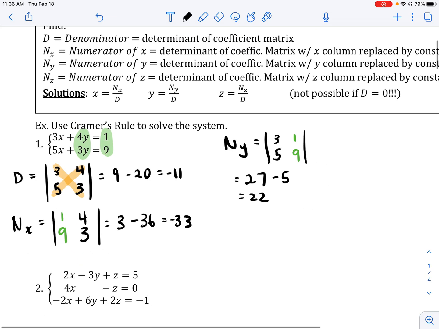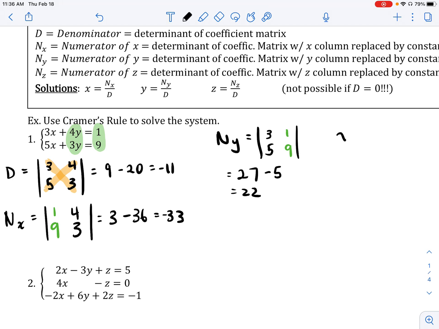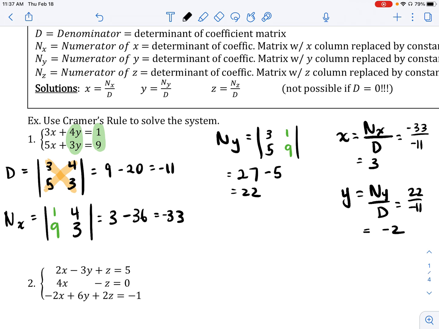So what does Cramer's rule say we do with these values? Well, x is going to be our numerator of x, n sub x here, divided by our determinant, which is why we call it our denominator. So we get negative 33 over negative 11. So our x value is just equal to 3. What? Yep, it's that easy, right? Now we're going to take n sub y, and we're going to divide it by our D value again. That is going to be 22 over negative 11. y is equal to negative 2. And so our solution is just 3, negative 2.